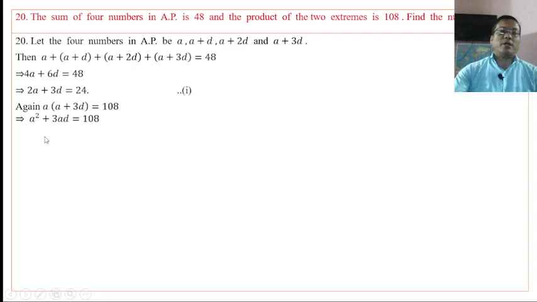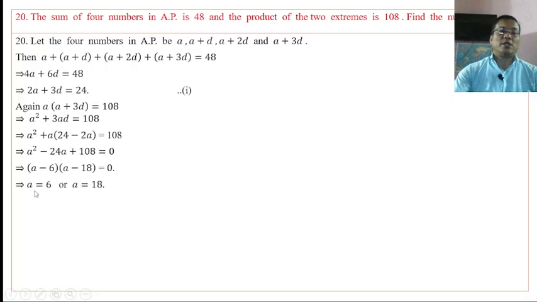Assume this as equation 2. Then from equation 1 we solve D in terms of A, and the value of thrice D is 24 minus twice A. Substituting, we get this quadratic equation in A, from which we have to solve A and D. For that we factorize this, and from which we get A equal to 6 or A equal to 18.